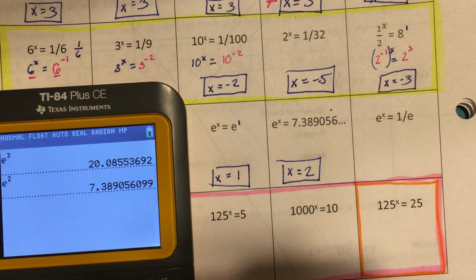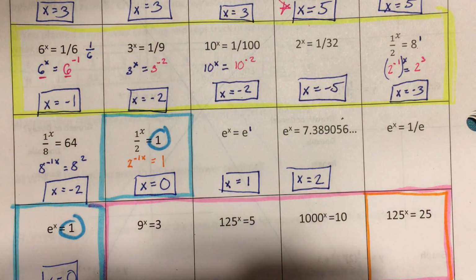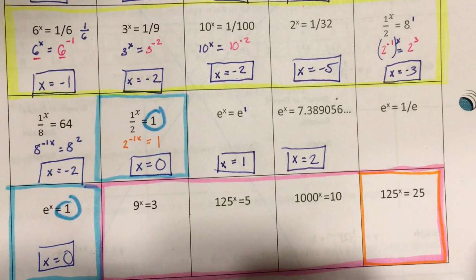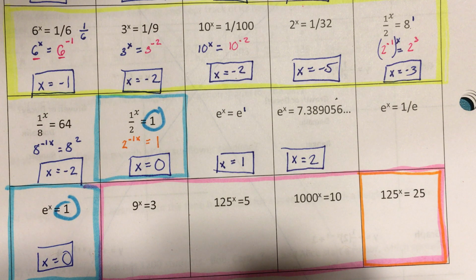So e and natural log have a relationship with each other, and we'll get into that as we start exploring logarithms a bit more in the upcoming sections. So the important thing with e is it is an irrational constant similar to pi, and it is a base just like our other bases in this problem. So all of the same power rules still apply.